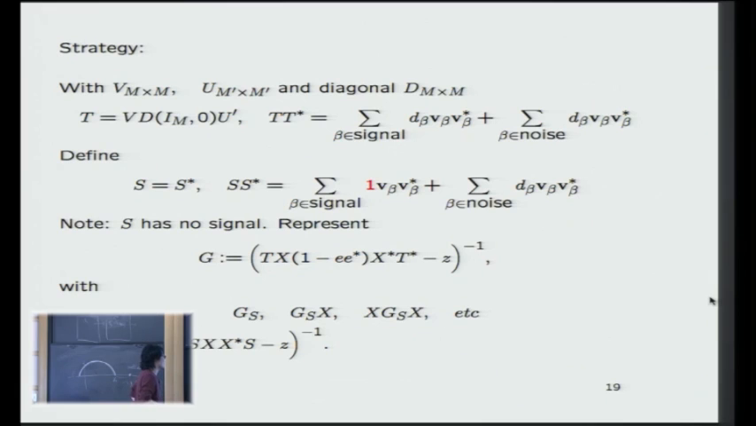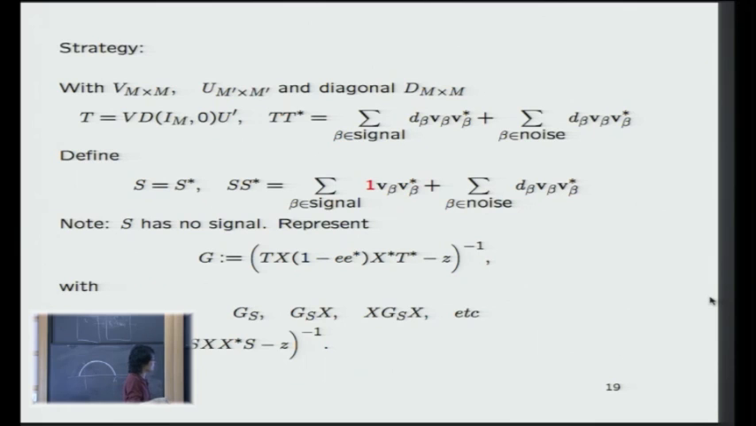OK, so what's the strategy? The strategy is just for 10 minutes. Sorry, maybe a little bit slow. What we do is you have the signal part, and then you have the signal and noise parts. Then we define some symmetric S, where we replace the signal parts with one, so basically it has no signal. This is like a normal case without signals. And we represent the resolvent of this one with the resolvent of this one.